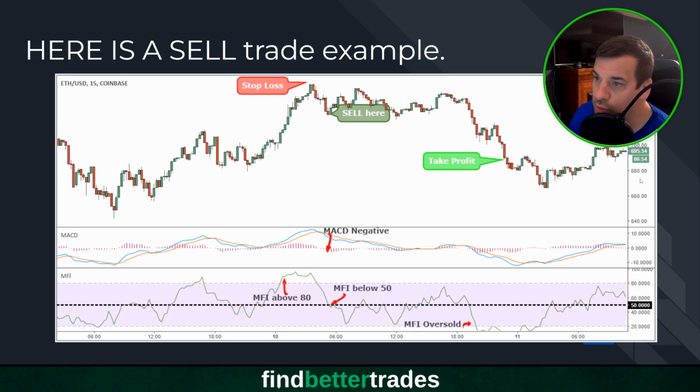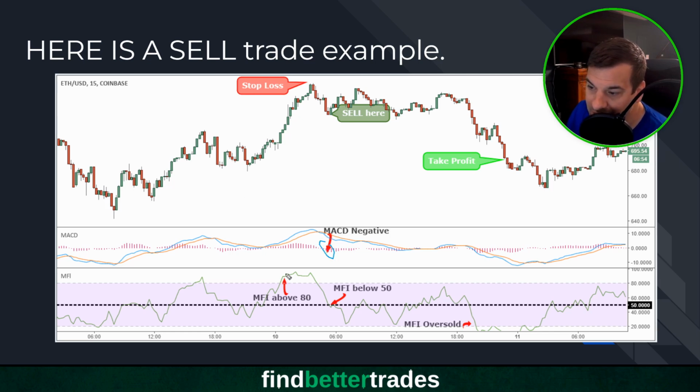But you can actually use a sell. You can actually do this if you're a seller. If you want to sell against crypto, if you want to get it to go down, you do the same thing. Swing high, there's your stop loss. MACD needs to go negative. So you can see that right there. That's the MACD negative.